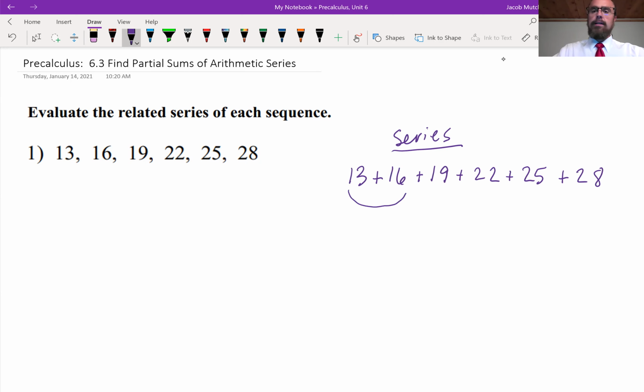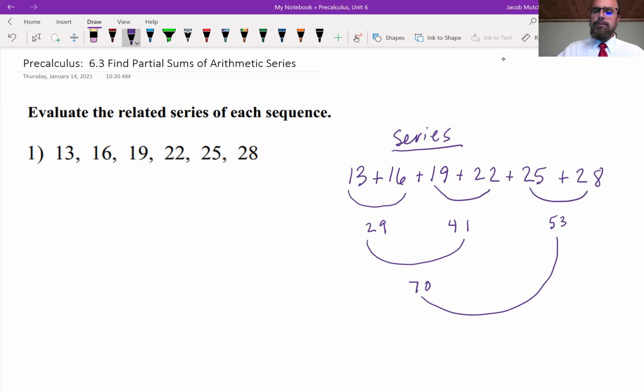13 plus 16, that's going to give us 29. 19 plus 22, that's going to give us 41. And 25 plus 28, that's going to be 53. If I add together 29 and 41, those are going to add up to 80. Let me adjust that. That's going to add to 70. And then 70 plus 53 added together is going to give me 123.